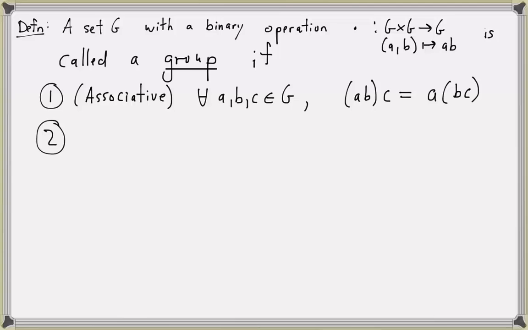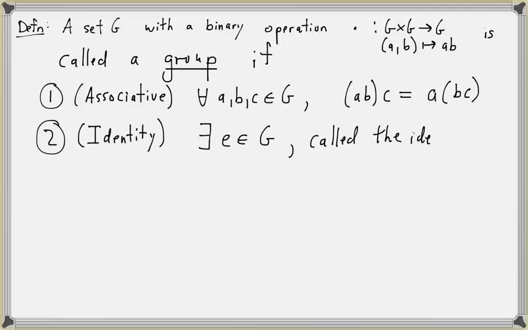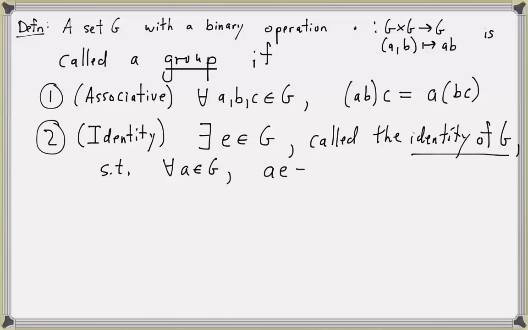Secondly, we have an element called the identity. So there is an element which we'll call E, which stands for the identity. There's this element E such that for any element A in G, A times E equals E times A, and that just equals A.